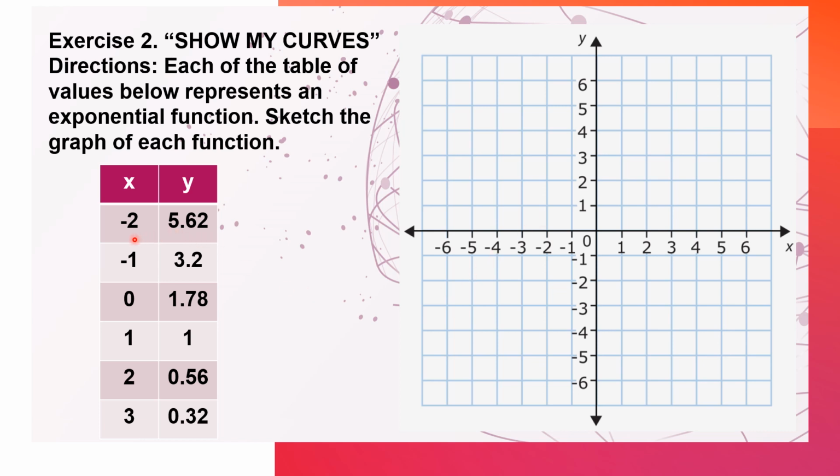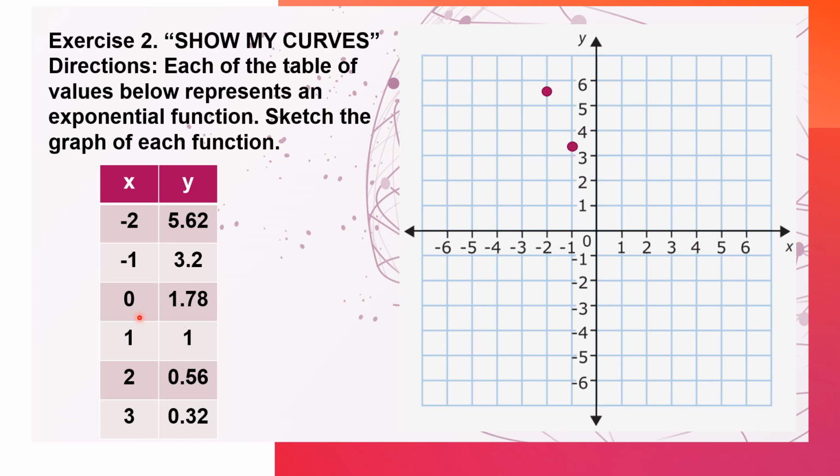Our first point is -2, 5.62. Second point, third, fourth, fifth, and sixth. First point, -2, 5.62. So let's plot -2, 5.62, somewhere here. Then we have -1, 3.2. -1, 3.2, somewhere here.